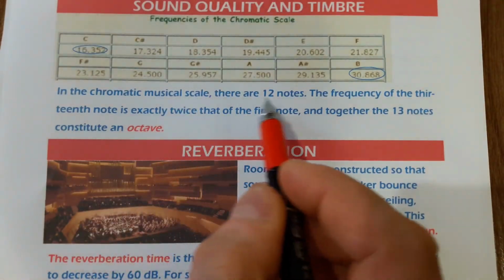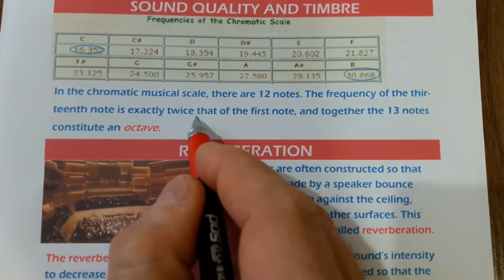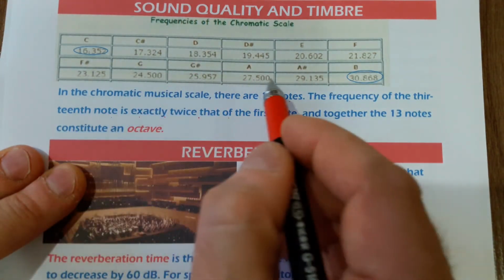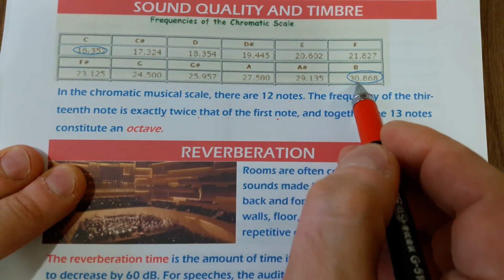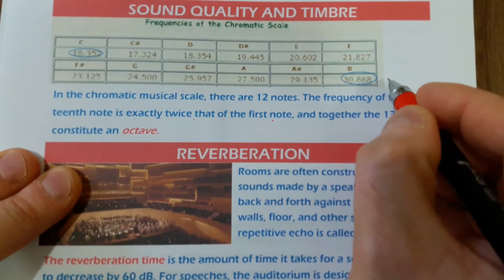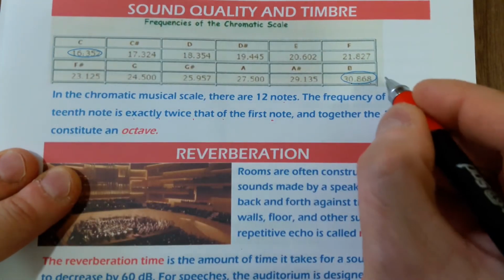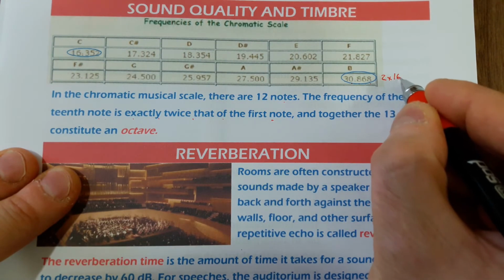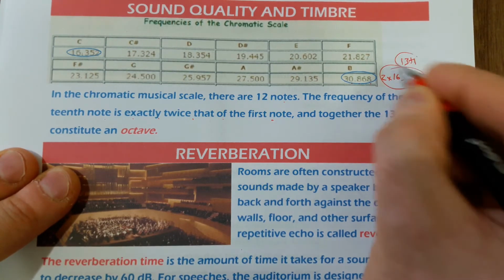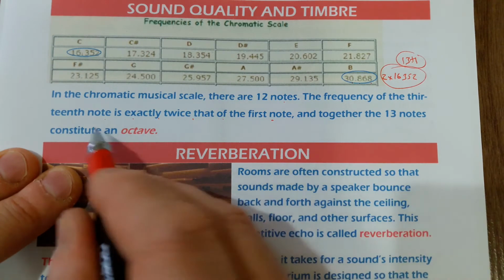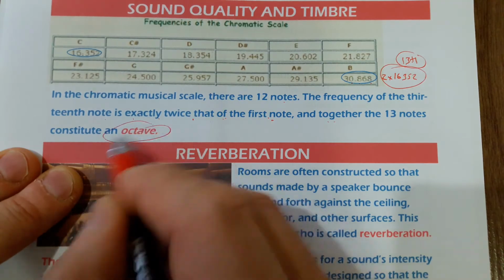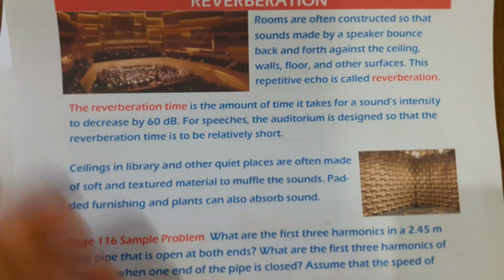In the chromatic musical scale, there are 12 notes. The frequency of the 13th note is exactly twice that of the first note. Now look here: 1, 2, 3, 4, 5, 6, 7, 8, 9, 10, 11, 12. 12 notes. The first one was 16.352, so the 13th will be exactly 2 times this number, 2 times 16.352 will be the frequency of the 13th note. So altogether, the frequency of the 13th note is exactly twice that of the first note. Together, all of this is called 1 octave in musical literature.